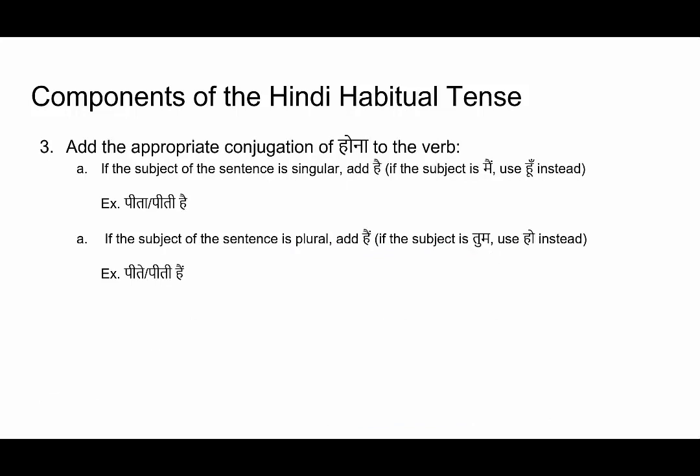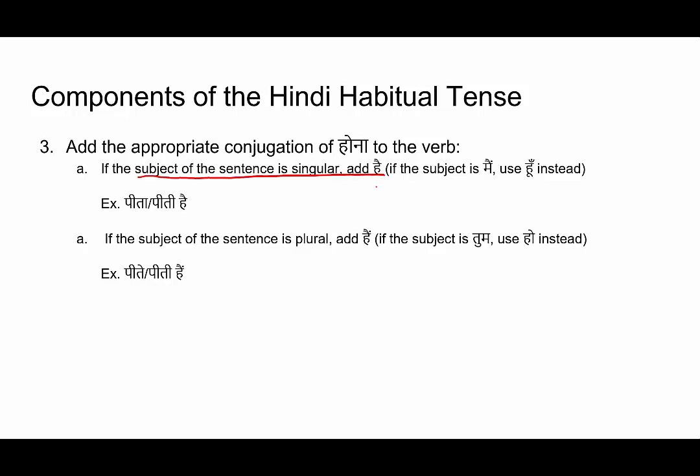Recall how I said earlier that the habitual form of a verb consists of two parts. So far, we've only done one of those parts, which is modifying the verb's infinitive. Now we have to add the second part, which is a conjugation of hona that agrees with the subject of the sentence. If the subject of the sentence is singular, we add hai, following the modified infinitive.